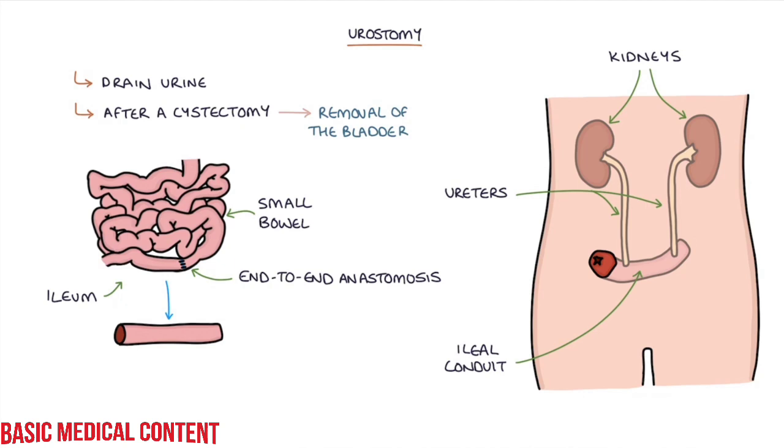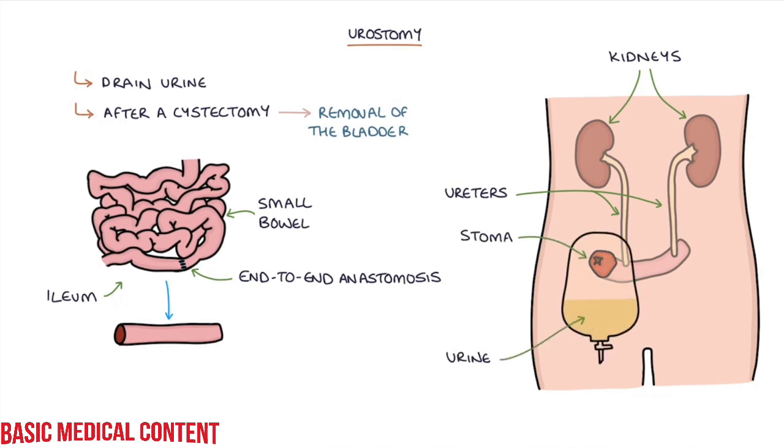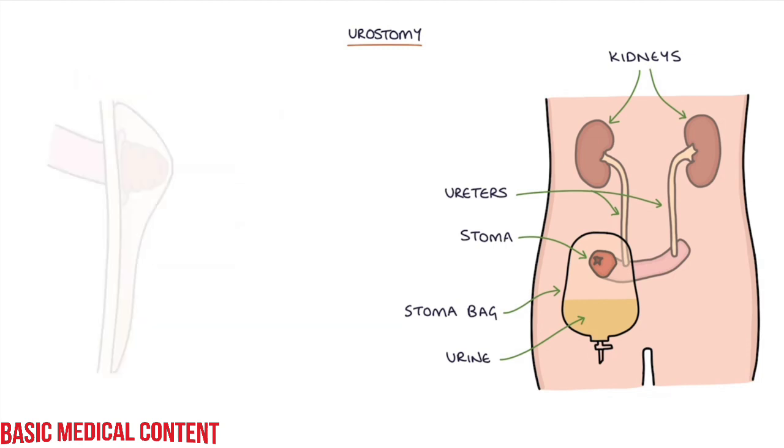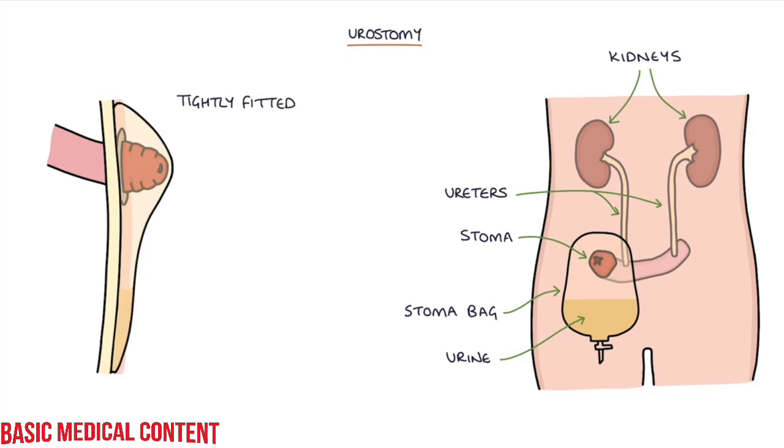The end of this section of ileum is brought to the skin as a stoma, and it drains urine directly from the ureters into a stoma bag. So what happens is the kidneys drain urine into the ureters. This drains into this separated section of the ileum called an ileal conduit, and then this drains out of a stoma into a urostomy bag. The urostomy bags need to be tightly fitted around the urostomy to avoid urine coming in contact with the skin. Urine in contact with the skin will cause irritation and skin damage.